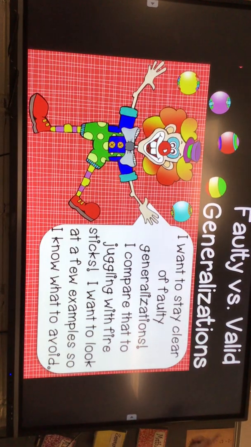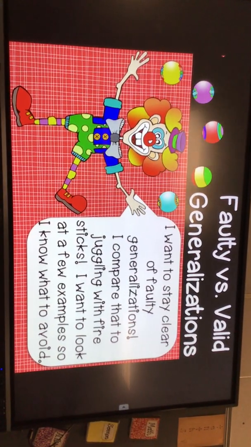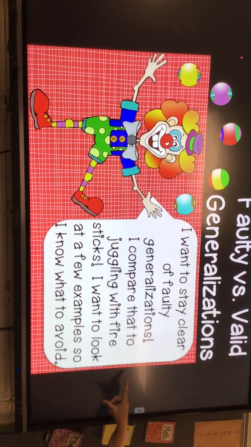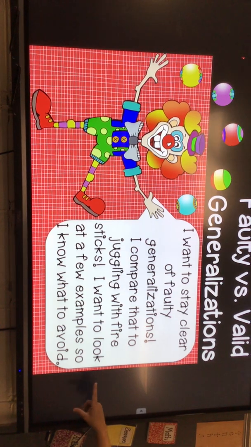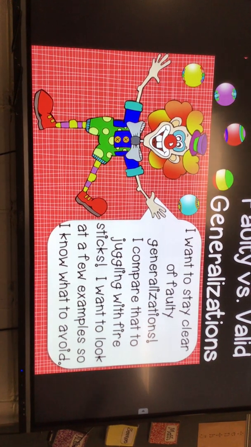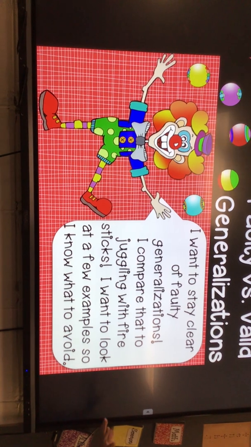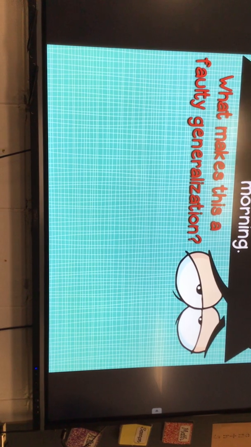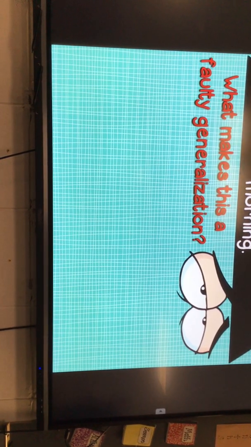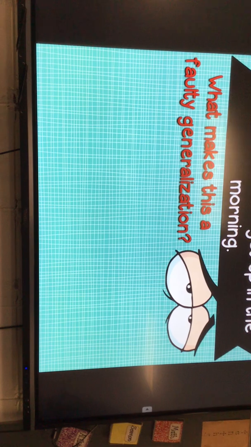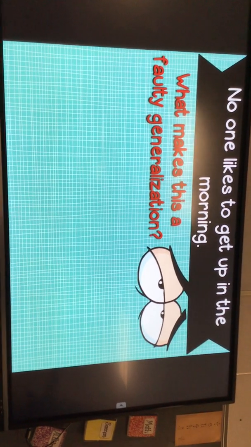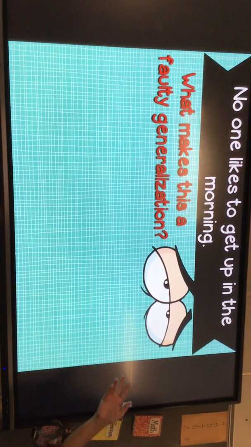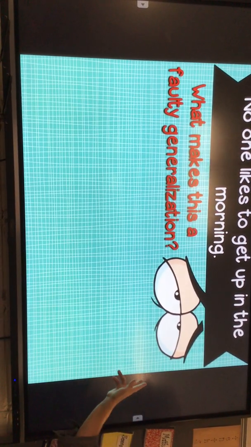All right, moving on. Faulty versus valid generalizations. Now, I want to stay clear of faulty generalizations. I compare that to juggling with fire sticks. I don't want to do that either. I want to look at a few examples so I know what to avoid. No one likes to get up in the morning. Now, is this going to be a faulty or valid generalization? Faulty, because most people like to sleep in a little bit, but there may be that occasional early bird that wants to get on up in the morning.